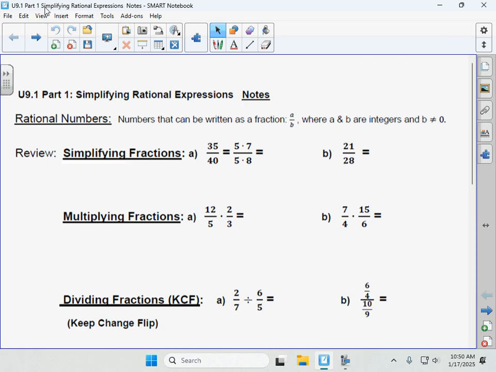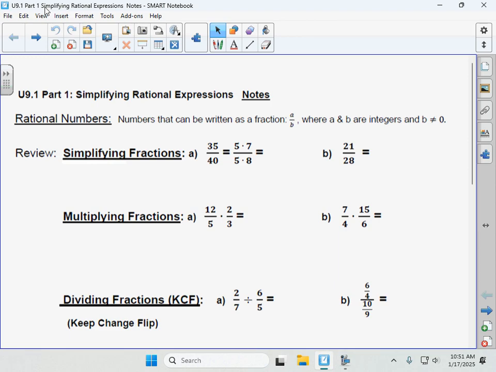All right, so a rational number is any number or term that can be written as a fraction, like a over b. A and b, when we just have numbers, are going to be integers, so they can be positive or negative numbers. The only exclusion is that b, which is in the denominator, cannot be 0. So we never want the denominator to be 0.